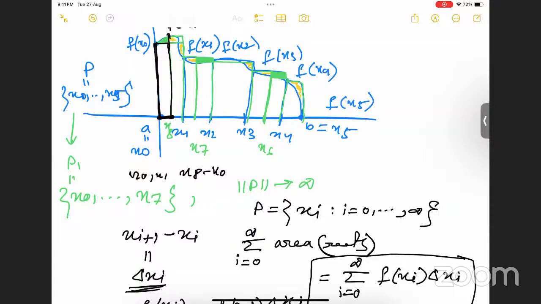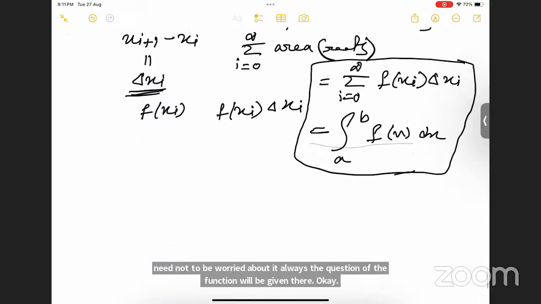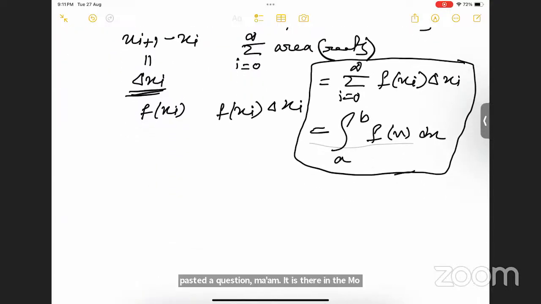You need not worry about it. Always, the equation of the function will be given there. Yes, ma'am, I have pasted a question. It is there in the mock. Their equation is not given. Only the interval is given. Okay, this is a question from the mock, right?